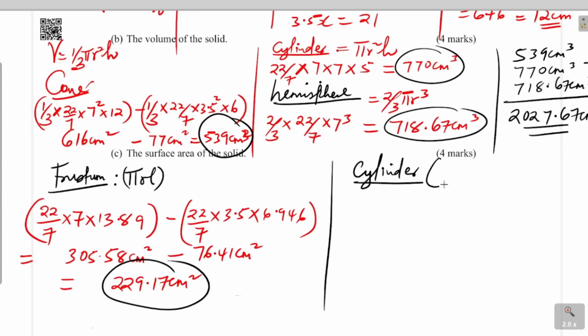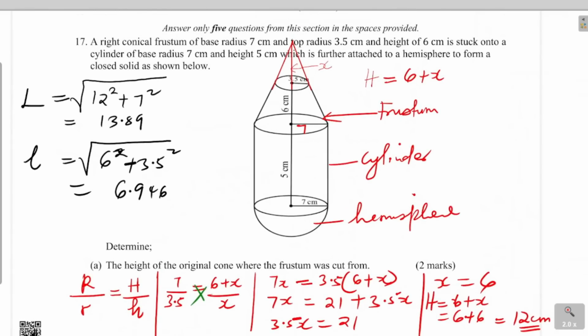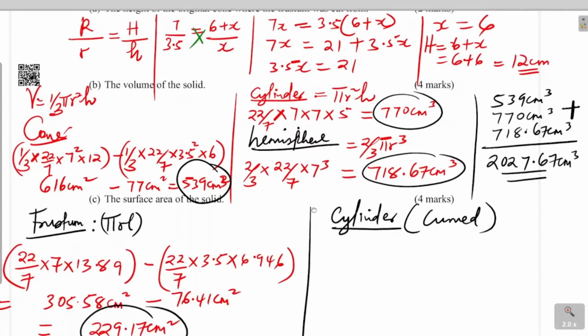For the cylinder, because this one is a solid, we are only interested in the curved part. We are not going to add the circles. This is a solid. So how do you get the curved surface area of a cylinder?